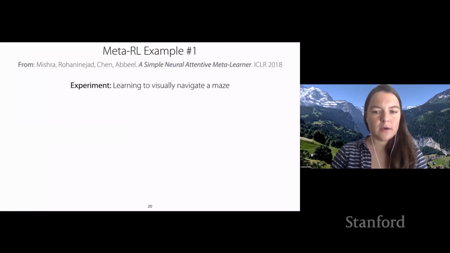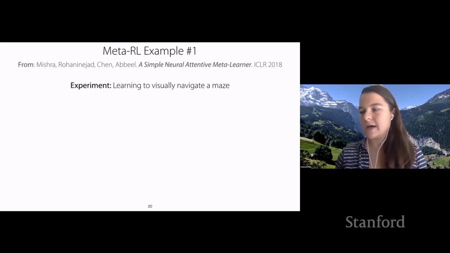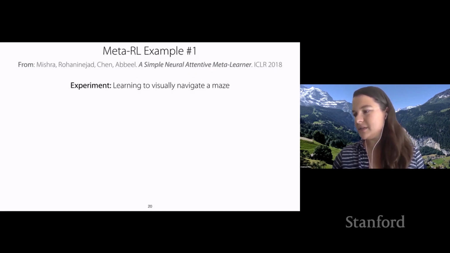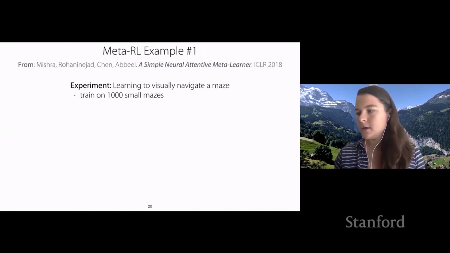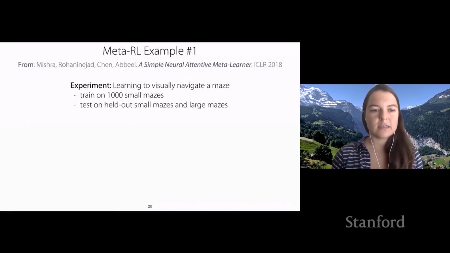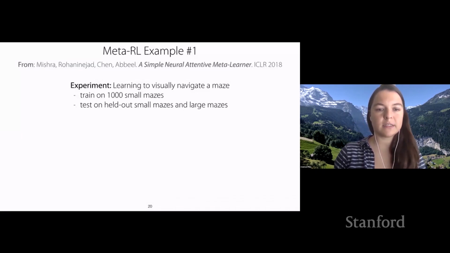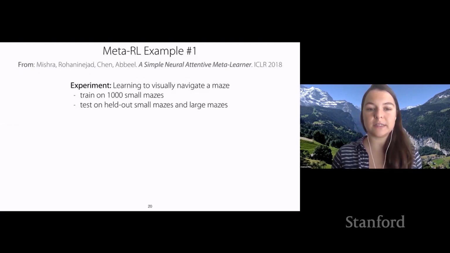Okay, so for the maze navigation setting that I introduced previously, this is basically exactly the experiment that a couple papers have looked at, including this paper called A Simple Neural Attentive Metalearner. What they did is they did meta training on 1,000 different small mazes, where they were trying to learn how to quickly navigate in all of these different mazes. And then they tested on held out small mazes and held out large mazes, with the goal of seeing if it can learn to navigate in these new mazes with a very small amount of experience in those mazes.